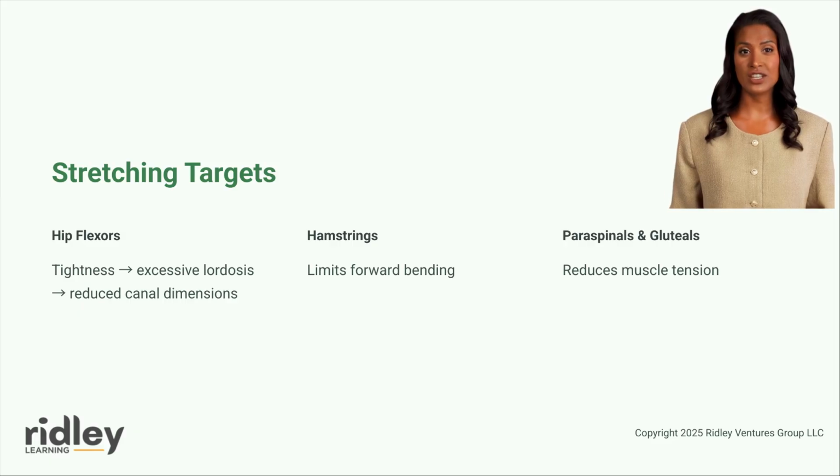Hip flexor stretching targets the iliopsoas and rectus femoris muscles, which when tight produce anterior pelvic tilt and increased lumbar lordosis. The Thomas stretch position, with the patient supine at the edge of a treatment table with one hip flexed to the chest and the opposite leg hanging toward the floor, provides effective iliopsoas lengthening. The kneeling hip flexor stretch offers a more active alternative, with the patient in a half-kneeling position shifting weight forward to create hip extension on the trailing leg.